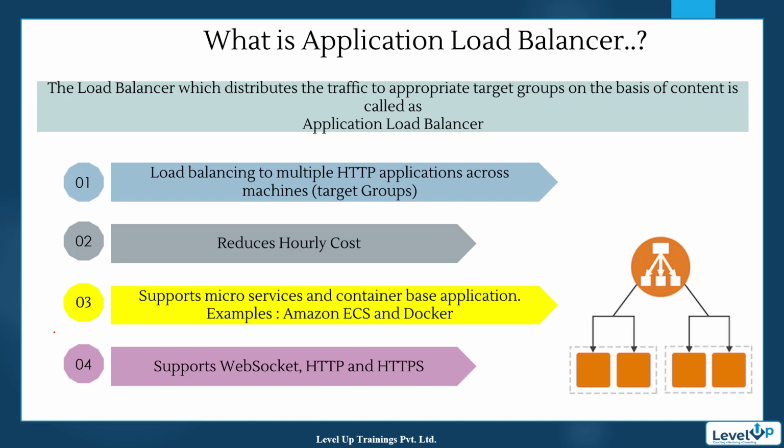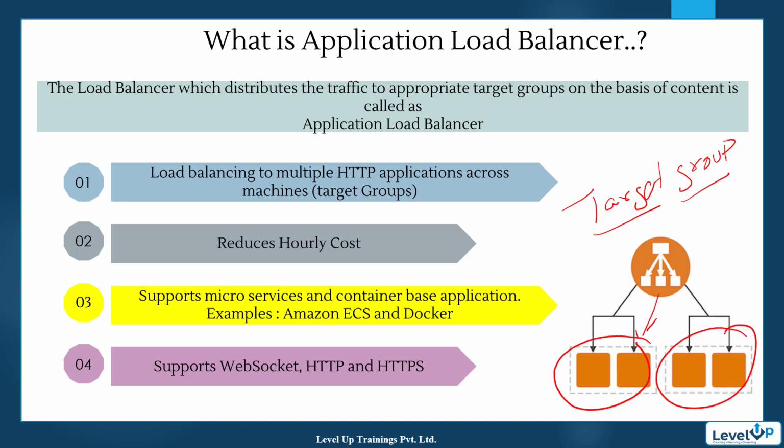Now, to create that, first of all, we have to create something called a target group. Okay, we'll discuss more about that once we do hands-on. Let's say these are two target groups. I'm redirecting all the traffic related to payments here, and this is another target group. I'm sending all the orders related traffic to this particular target. Okay, the load balancer which distributes the traffic to appropriate target groups on the basis of content is called an application load balancer.